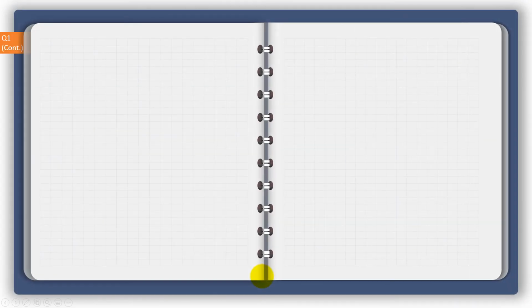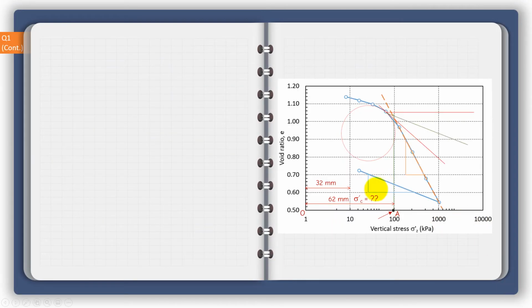We'll continue. So we have here this point A. We are now in a position to determine the pre-consolidation pressure. This black dot here, point A, represents the pre-consolidation pressure. Very important that we process this curve and get the right values from the logarithmic scale.